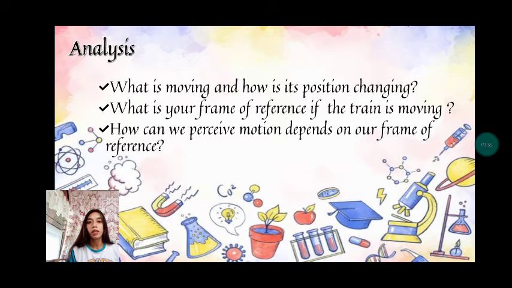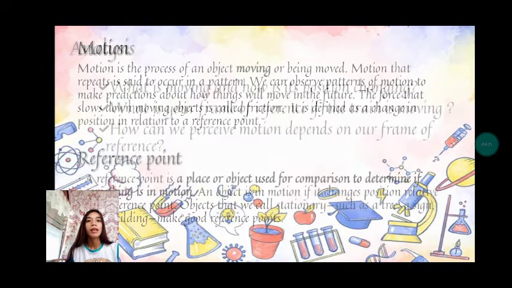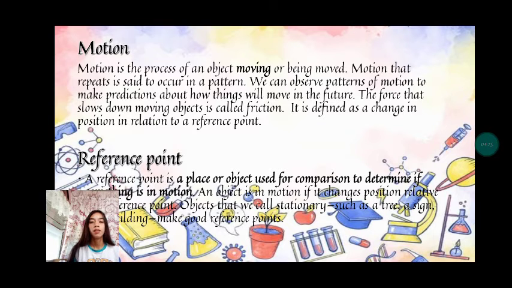Our second question is, what is your frame of reference if the train is moving? And third, how can we perceive motion? It depends on our frame of reference, just like the train, the man on a bike, the guest that is flying, and the meteor that is shooting. So that's it for our activity. Now let's proceed.